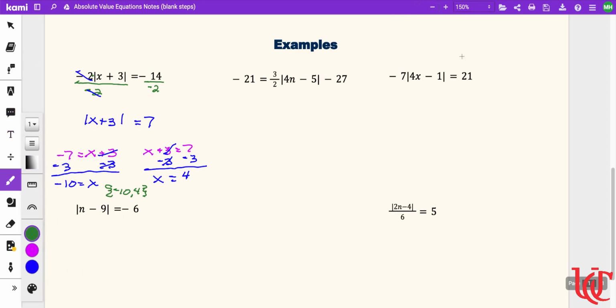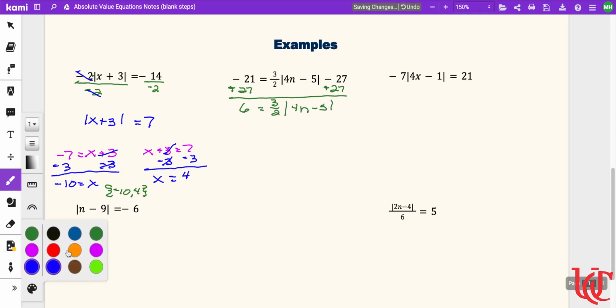So the next problem that we have is negative 21 equals 3 halves times the absolute value of 4n minus 5, minus 27. So we want to get the absolute value by itself. So we're going to get rid of anything added or subtracted first, move things away from that absolute value. So we're going to add 27 to both sides. And then we have 6 equals 3 halves times the absolute value of 4n minus 5.